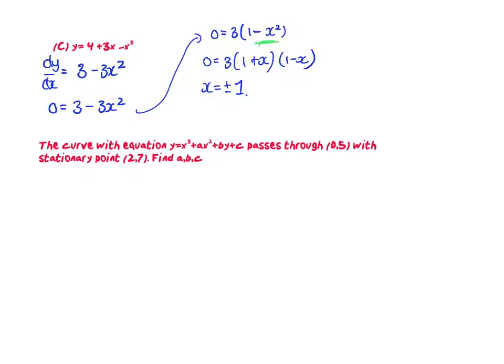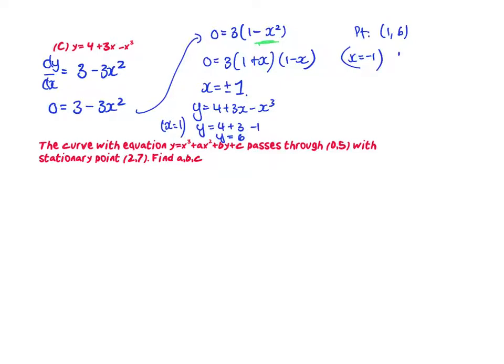You're going to sub them into the original. So y equals 4 plus 3x minus x cubed. When x equals 1, y equals 4 plus 3 minus 1. So y equals 6. Okay, so that was 1 point, (1, 6). And then you do it again with x equals -1.